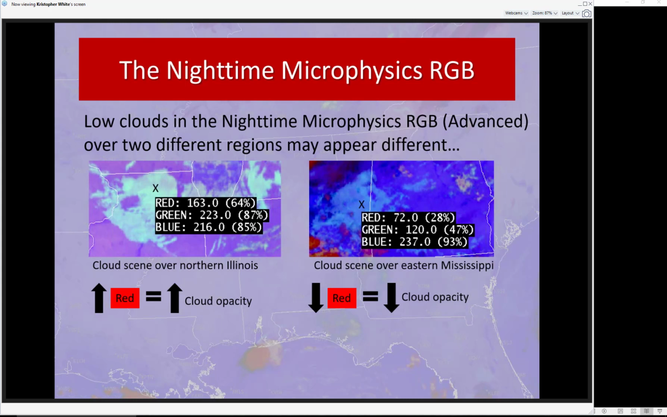I think this may have a little more application, especially when it comes to the boundary layer moisture characteristics, which I'll talk about here in just a little bit. But anyway, let's look at the green. The green is also quite a bit higher in this cloud scene over northern Illinois. Generally, we could equate larger amounts of green with a smaller water droplet size. So perhaps at least with some smaller water droplets than in this case here over the clouds in eastern Mississippi.